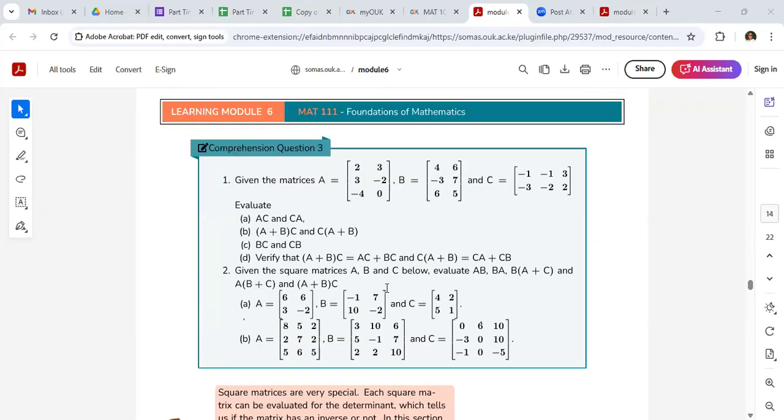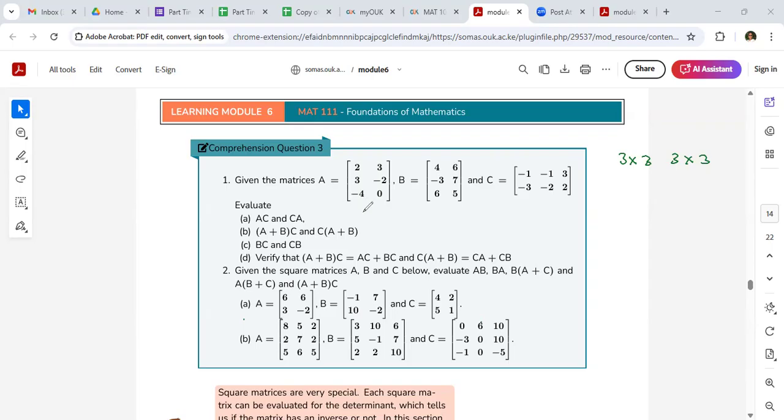Yes, I was asking, what about a matrix of 3 by 3? Can we multiply a 3 by 3 matrix by which matrix? By another 3 by 3. Yes, it is possible. You can even have, for example here, let's look at these matrices.